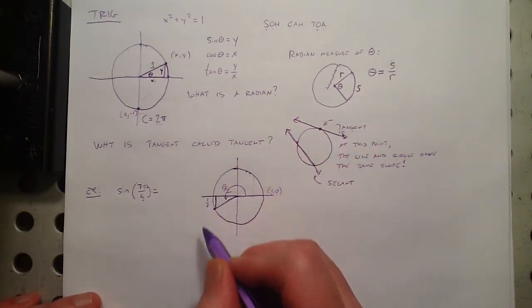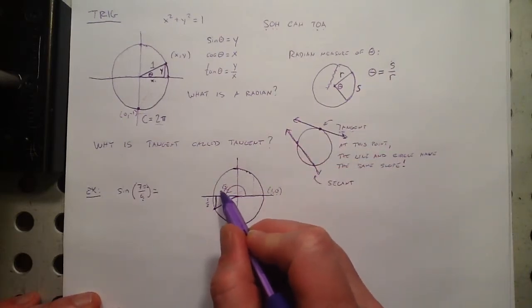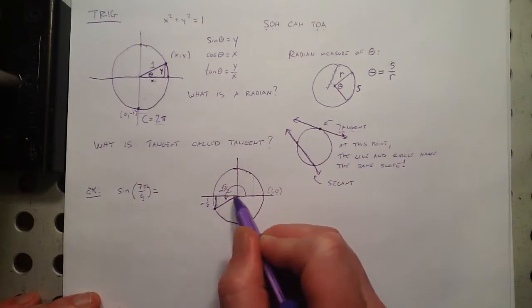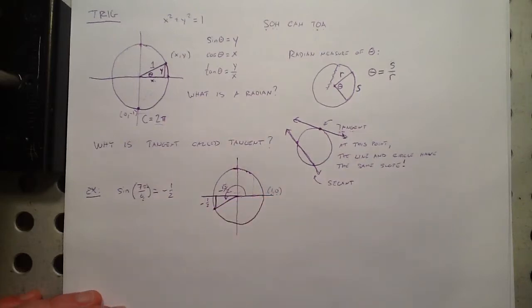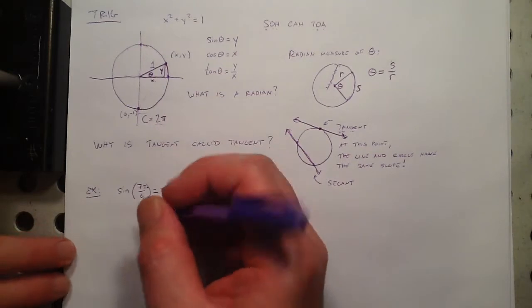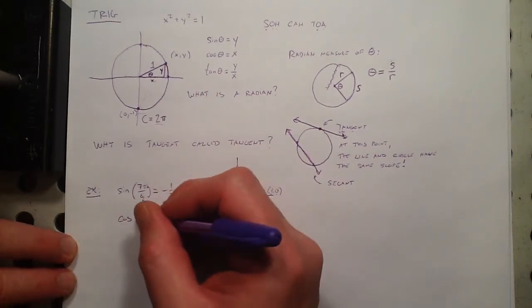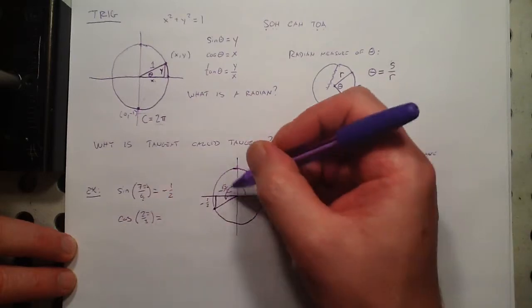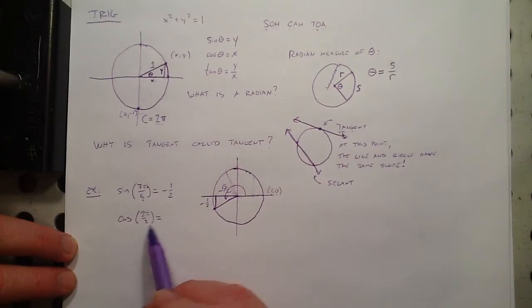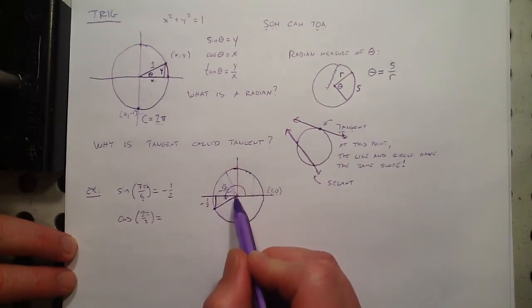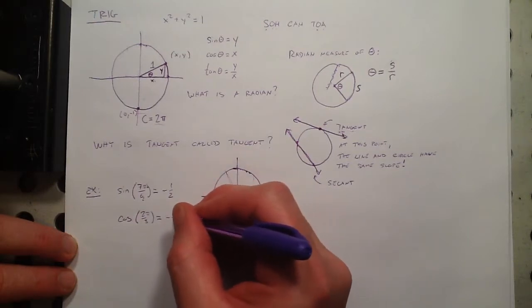And then you just have to make sure you get your signs right. So that's a negative and a negative. So the sine of 7 pi over 6 is negative 1/2. So what's the cosine of 2 pi over 3? 2 pi over 3, you need to know where that is. That's here. Now cosine is the x-coordinate. So in this triangle here, the x-coordinate is the shorter one. That's the 1/2. So that actually also happens to be negative 1/2.